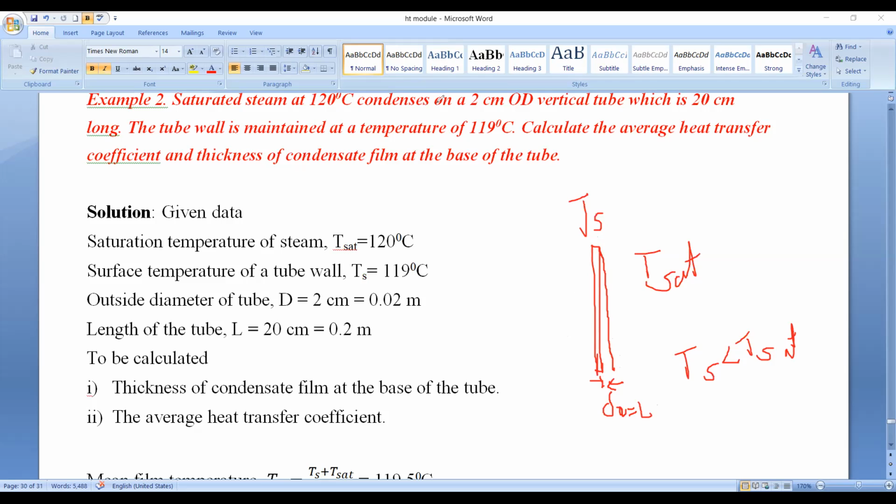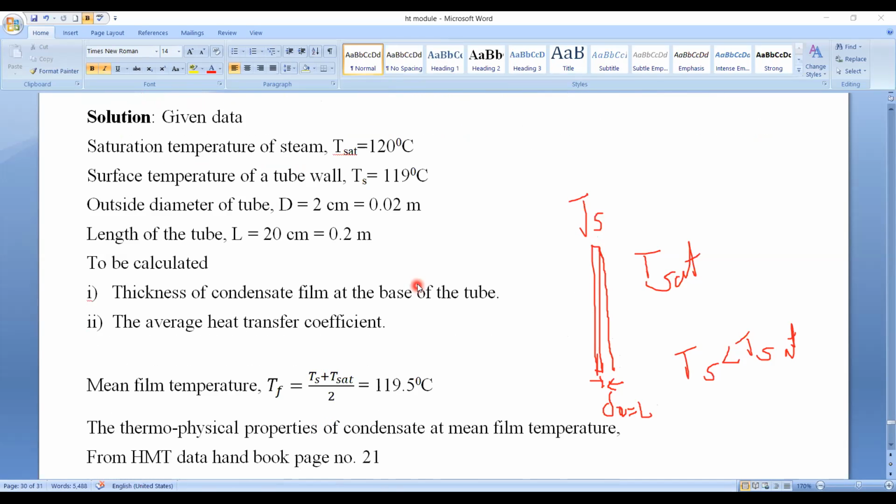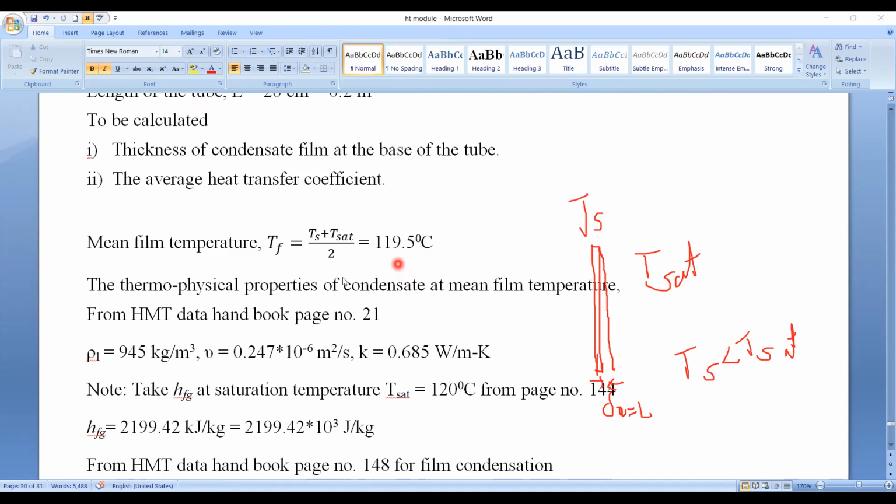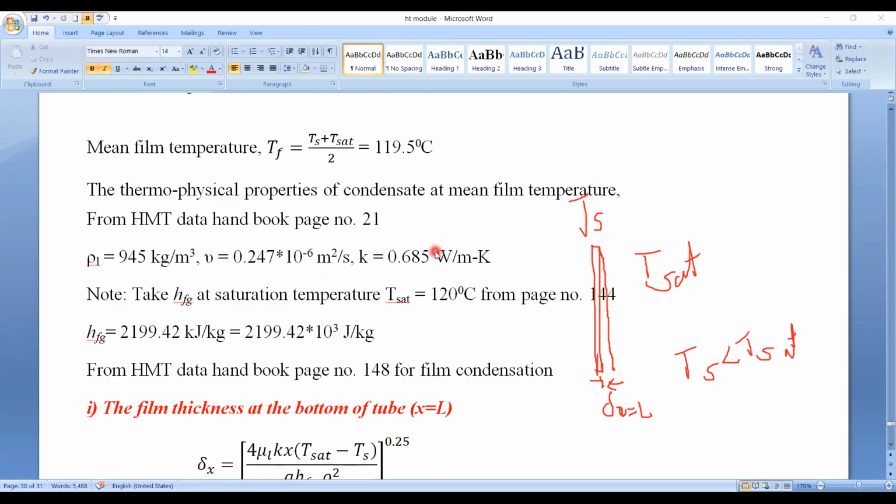Now as we have seen in the previous problem, problem number 1 on condensation, first we have to calculate the mean film temperature. TF equals the average of surface temperature and the saturation temperature of the steam, so Ts plus Tsat divided by 2, that is 119.5 degrees centigrade. Now we have to take the thermophysical properties of the condensate, that is water, at this film temperature of 119.5 degrees centigrade.